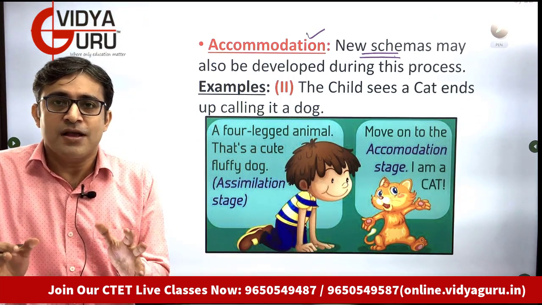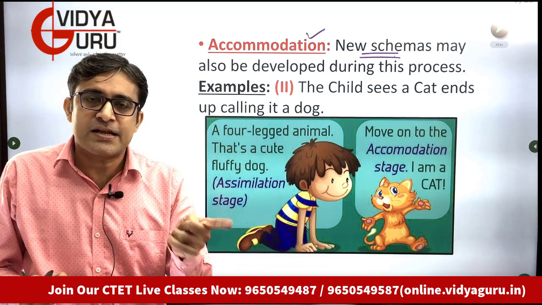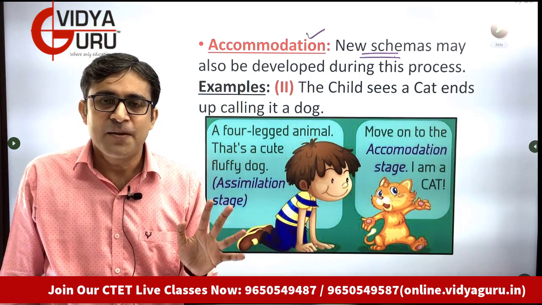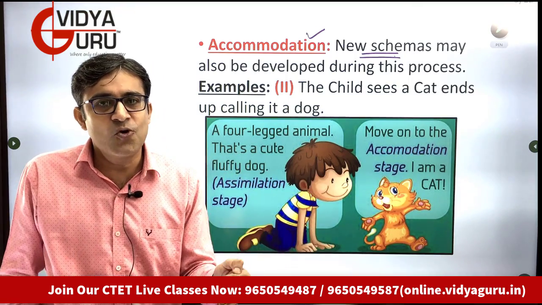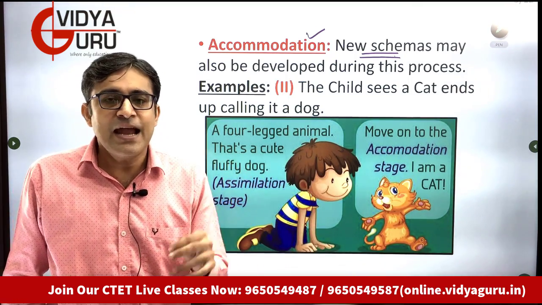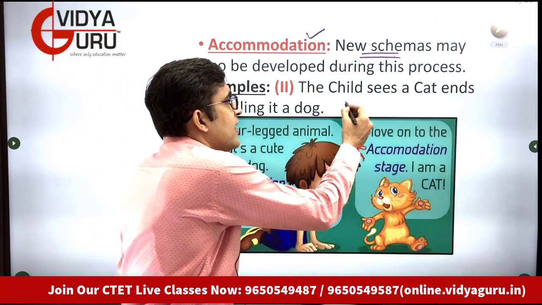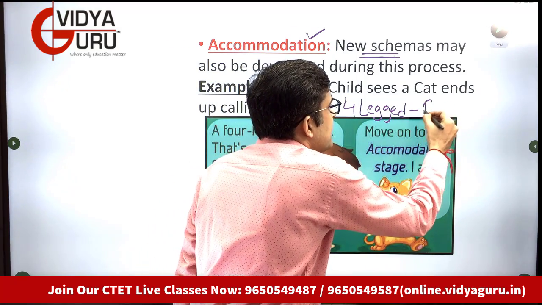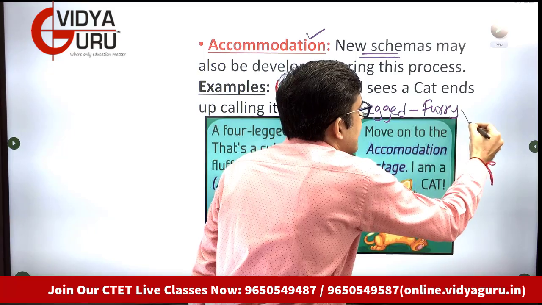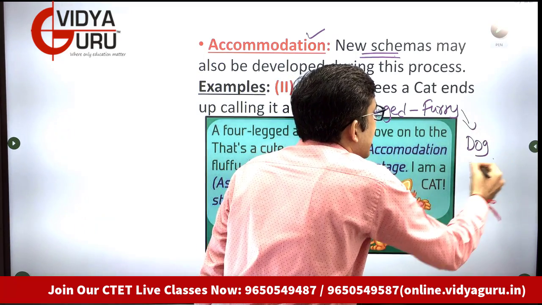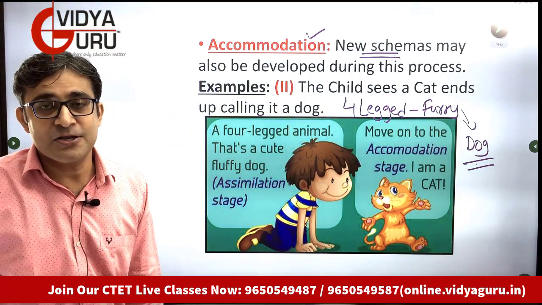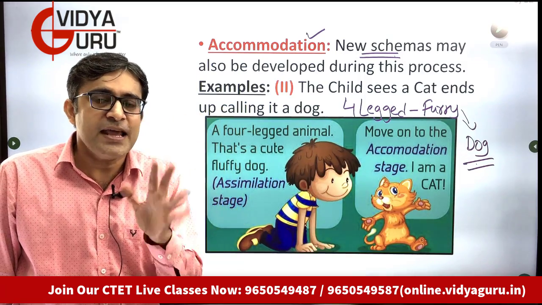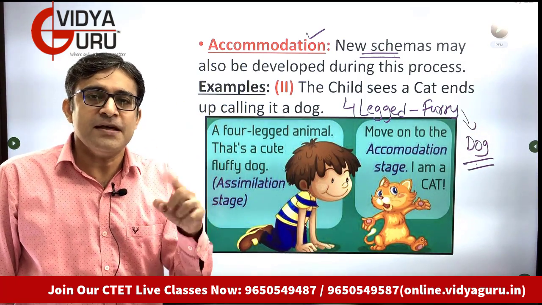Now a classic example, a classic case. What happens? Young children believe that four-legged creatures which are cute and furry are dogs, because most of them see dogs in their homes. They are very young. Sure? So they end up thinking that, okay, if it is a four-legged domestic animal, if it is furry, if it is cute, then it has to be a dog. They end up thinking like that.